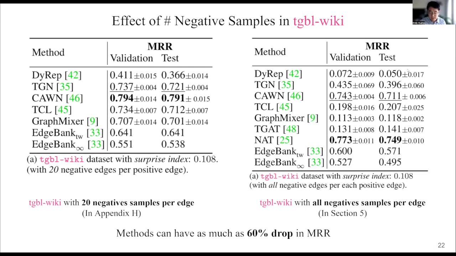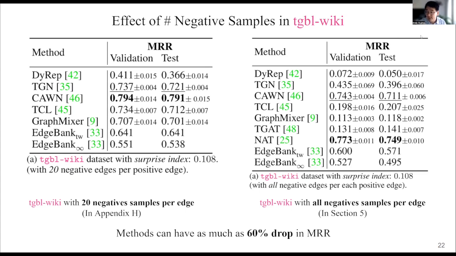So when you go from just 20 negatives to all the negatives, you can see a very significant drop in performance from the same method, even on the same dataset. For example, DyRep and TGN both have a drop of around 30% in performance. And some of the best performing methods, such as TCL and GraphMixer, have a significant drop in performance. While two of the methods, such as CAWN and NAT, actually perform really well even when you are testing with all the negatives.